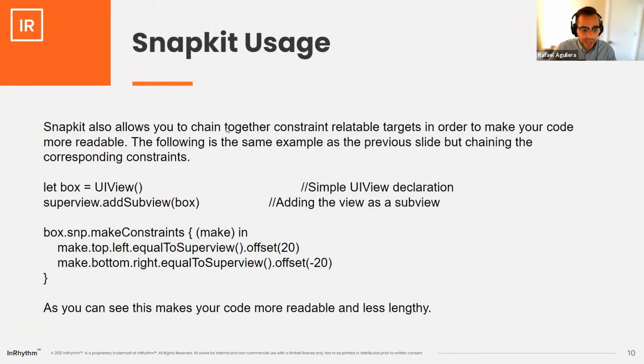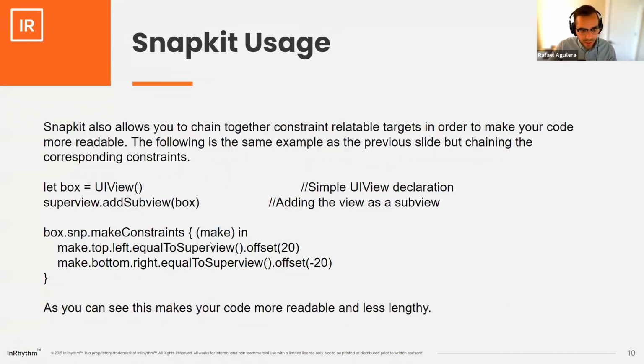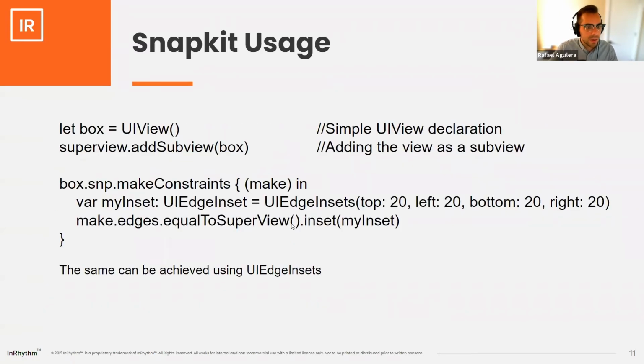It also allows you to chain together constraints, which is really cool. So after you add your view, if you don't want it to be as verbose, look back here: it shared these two, and most of the code is repeated. So why not just make top left equal to the superview and then offset it by 20, and the same thing with the bottom right. You can see how this makes it a little bit less lengthy and a little bit more understandable.